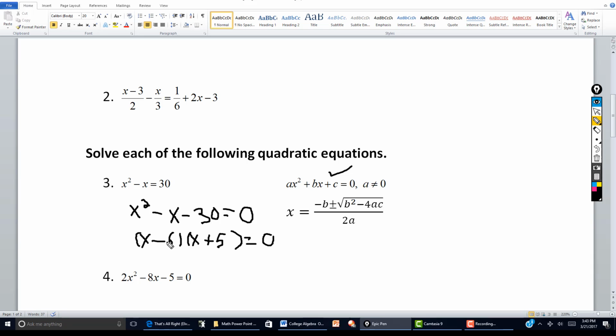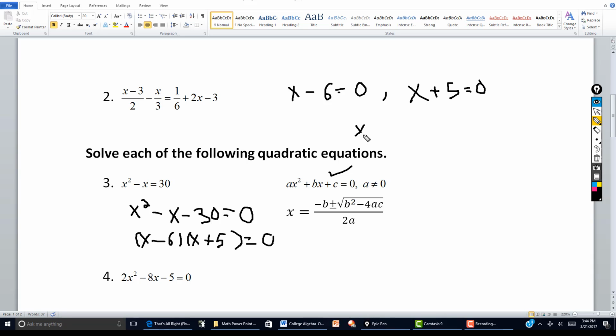So anytime you have the product of two numbers or two factors equal to 0, either one factor is equal to 0 or the other factor is equal to 0, or they could both be 0, right? Because 0 times anything is going to be 0. 0 times 0 is 0. So what they tell you to do is, if you have one side equal to 0 and you have it factored out, you simply set each factor equal to 0. x minus 6 can be 0, or x plus 5 can be 0.